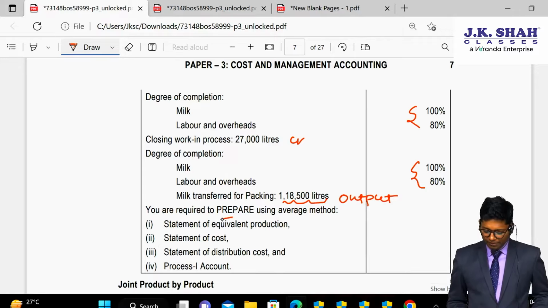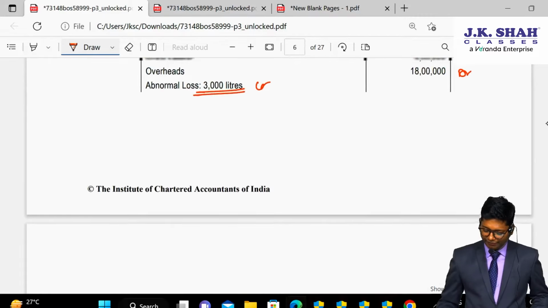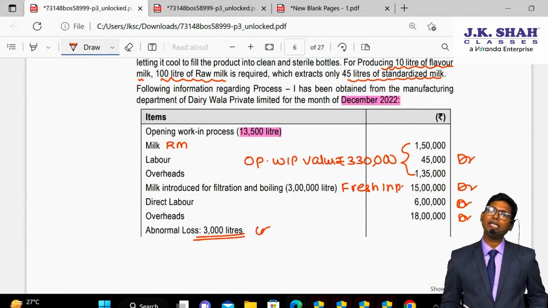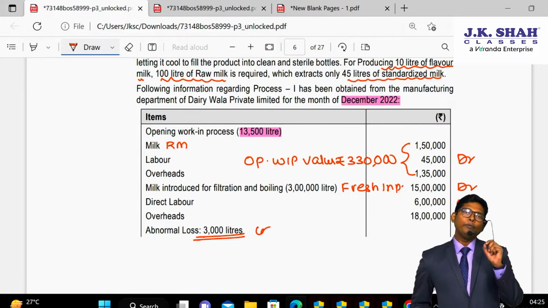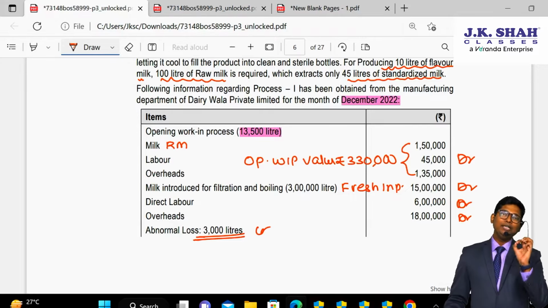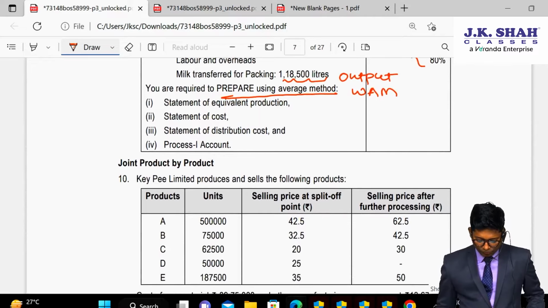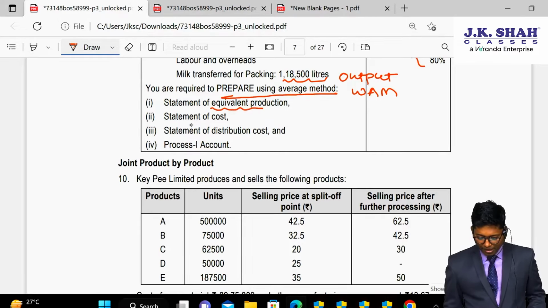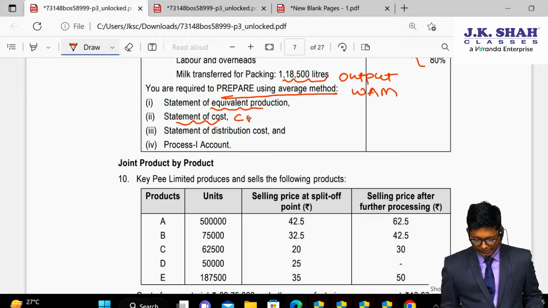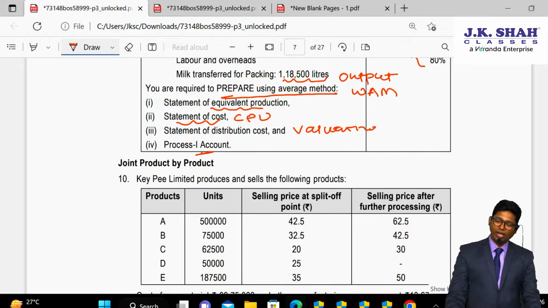You are required to prepare using the average method, the weighted average method, and in the weighted average method the opening WIP's degree of completion is not needed. Opening WIP's degree of completion is only needed while solving a sum using the FIFO method. Weighted average is one of the easiest categories of sum. Now they are asking us to prepare a statement of equivalent production, a statement of cost, that is CPU computation, a statement of distribution of cost, which is the valuation, and finally the process 1 account also.